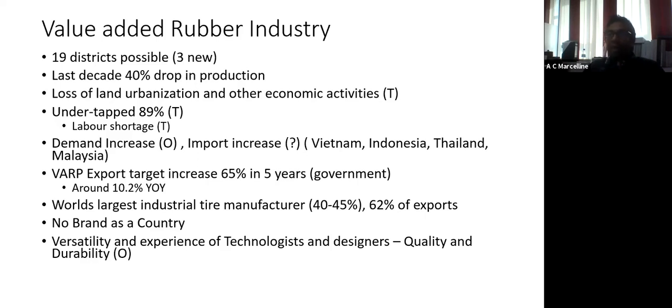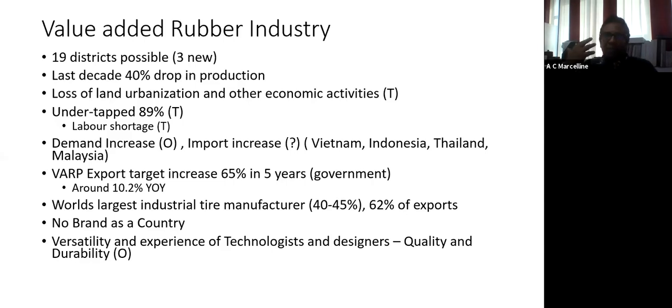Sri Lankan product, I have not touched upon that yet, but you could see certain things would happen over there. The import from Vietnam, Indonesia, Thailand, and Malaysia increases. Those are the other countries that are manufacturing natural rubber. Also, for value-added rubber products, they're expecting the export target to increase by 65% in 5 years. That's what the government is looking at.